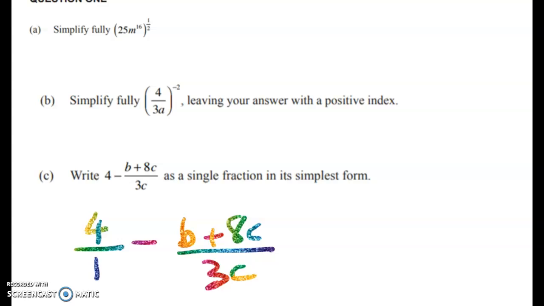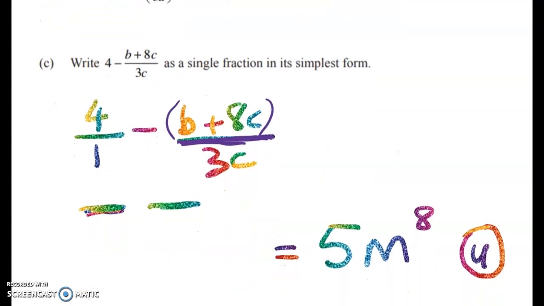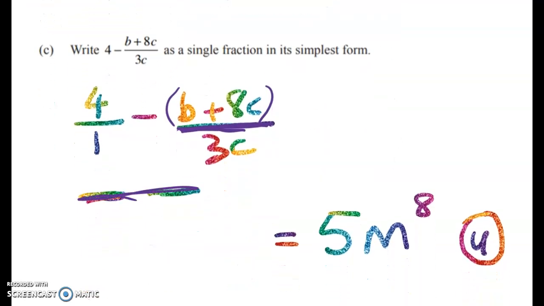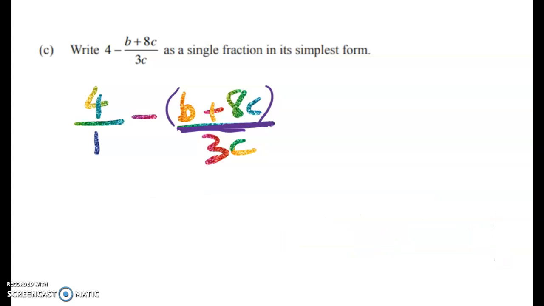Remember that when you've got this fraction line, it works like an invisible bracket, but it's so easy to muck these up when you've got a subtraction. So put your brackets in here and make them into visible brackets. Okay, what can we do next? Well, we're going to get a common denominator, just as we always do, and the common denominator here is going to be 3c. Now, I'm going to do this really slowly, so I'm going to do it as 2 separate fractions.